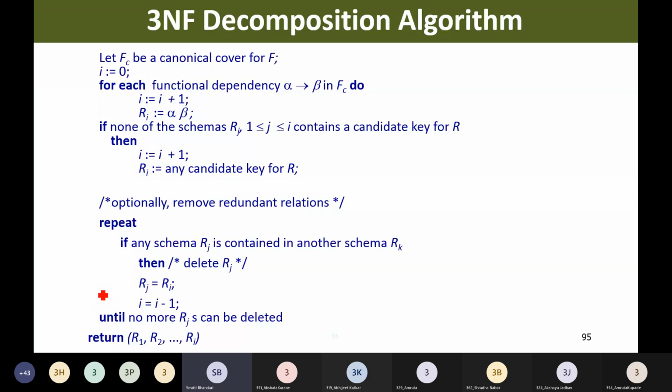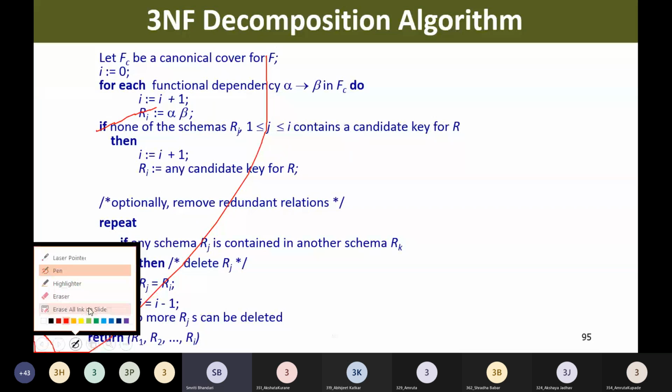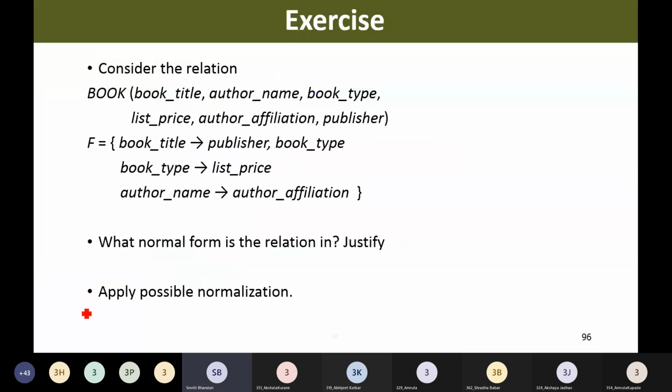The trick is we need to find a transitive dependency in the relation, and for that transitive dependency we come up with one separate relation, and the remaining attributes will go in another relation. That is a simplified solution for 3NF decomposition. But to have completeness, we should follow these steps formally while decomposing a relation in 3NF.